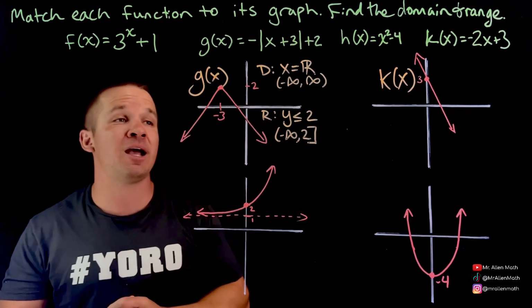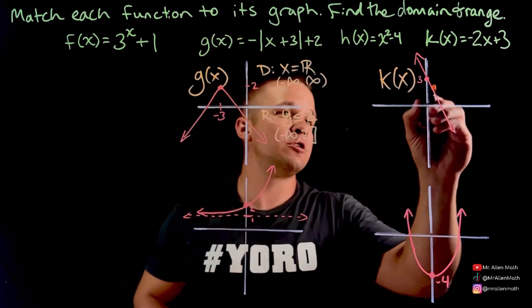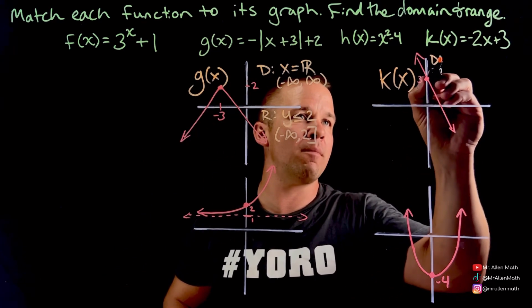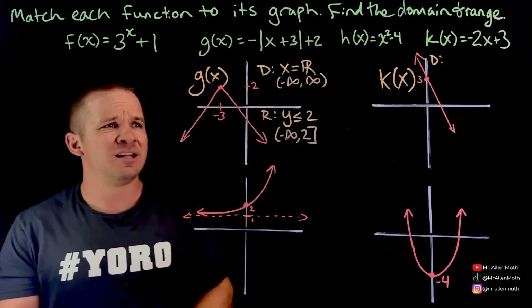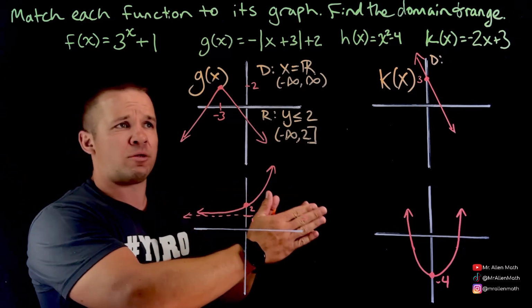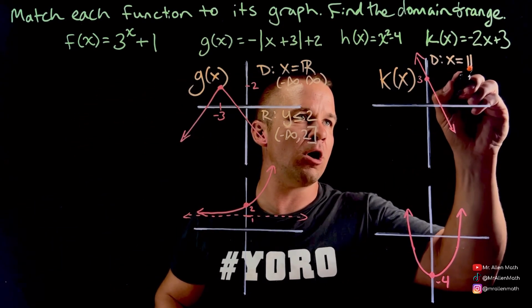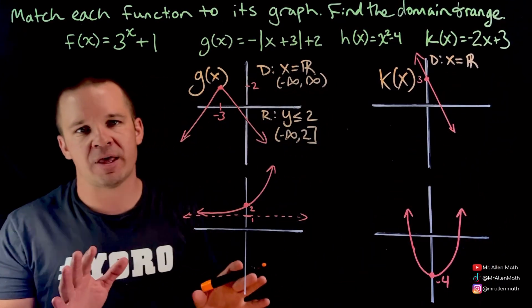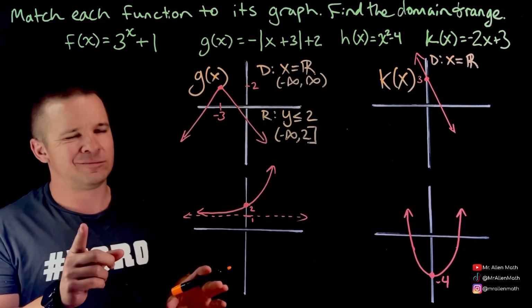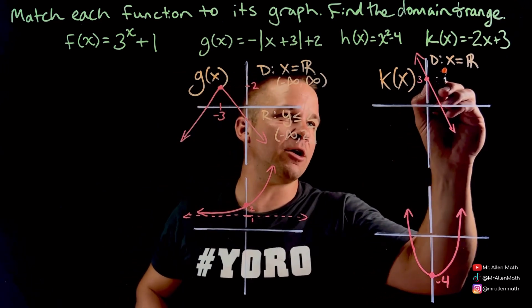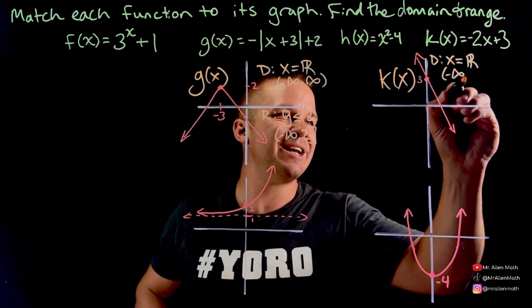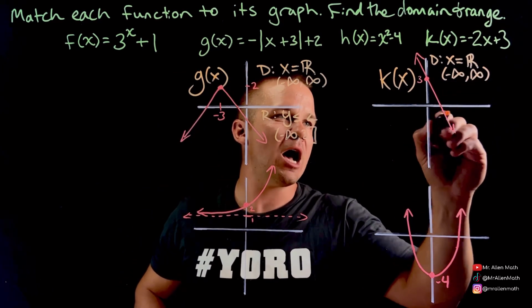Now let's talk domain and range. So my domain for this here. Does it ever stop going to the left? Does it ever stop going to the right? No, no. Cool. All real numbers. X equals all reals. I do like making that double R. I feel like a boss. All right, and I can also write this in the same way as we did before, negative infinity to positive infinity.